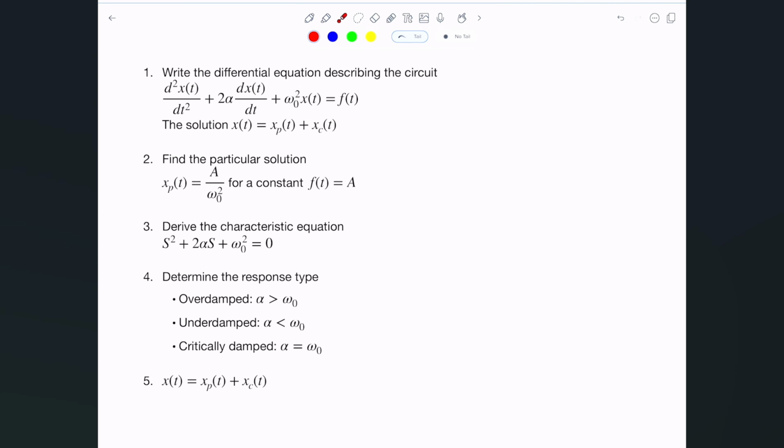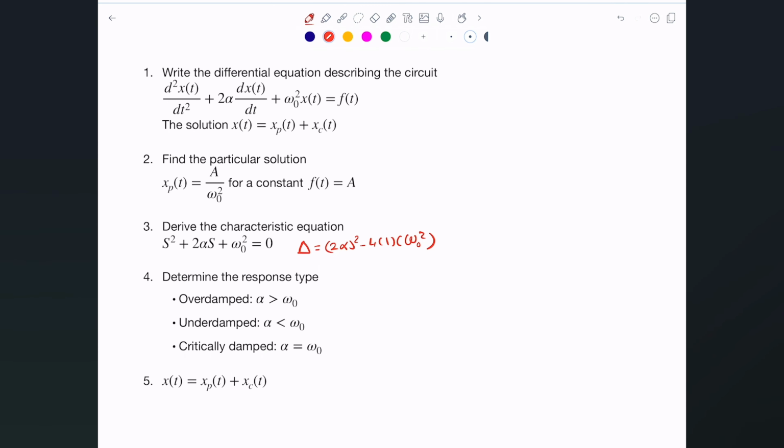Next, we derive what we call the characteristic equation or the auxiliary equation. And again, if we write the differential equation in such a way that the coefficient of the highest, second derivative is just 1, it's simple to get the characteristic equation. That simply will be s squared plus 2 alpha s plus omega 0 squared equals 0. Then you compute the discriminant, delta, which is simply b squared minus 4ac, which is 2 alpha squared minus 4 times 1 times omega 0 squared.